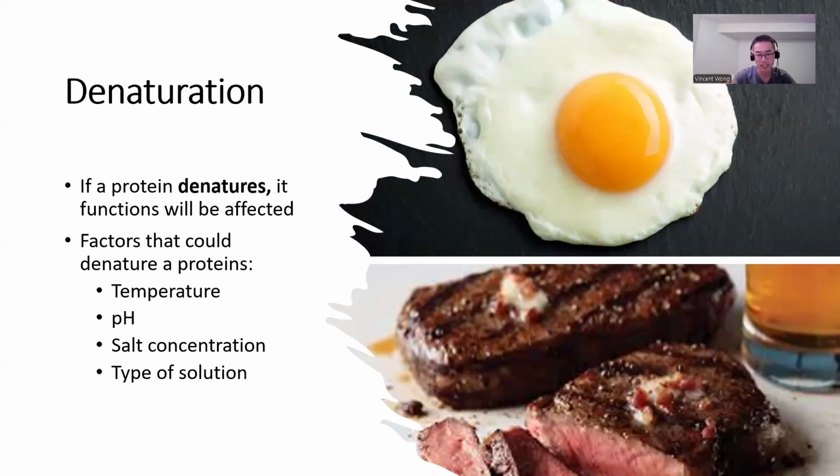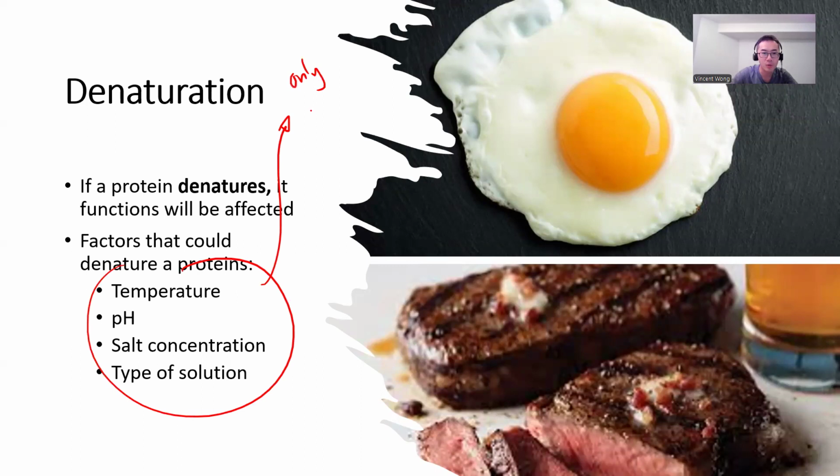You can also denature the protein by changing the pH, making the surrounding more acidic or basic, changing the salt concentration, or changing the type of solution. If you change a solution from hydrophilic to hydrophobic, you will unravel the protein. Now, write this down. When you use things like heat and pH, these will only disrupt secondary, tertiary, and quaternary structure.